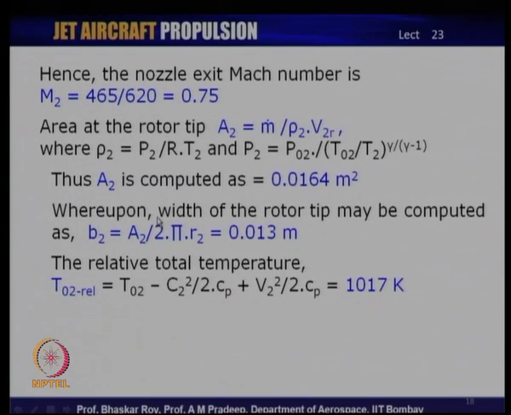Using this area at station 2, which is the entry to the rotor, you can find the actual width of the rotor tip. Using the geometry, you can find the rotor tip width to be 0.013 meters. This is simple geometry, and then you can find the relative total temperature using the flow condition that we have used before, that is T02. You take out the absolute flow kinetic energy and plug in the relative kinetic energy, and if you do that, the T02 relative is 1017 K.